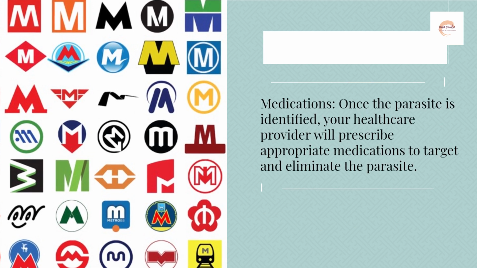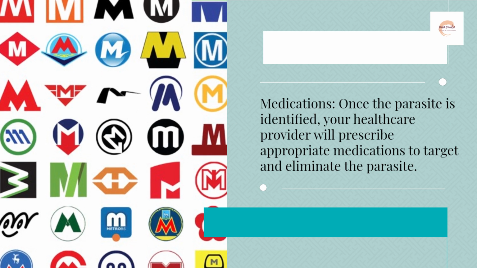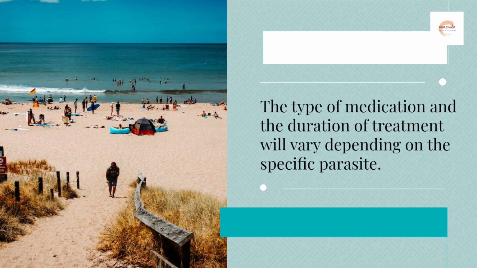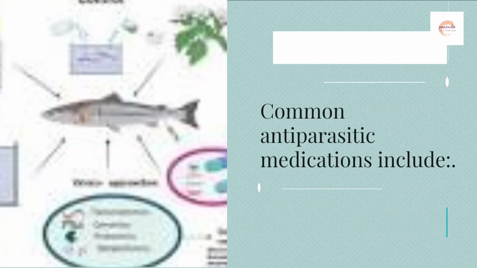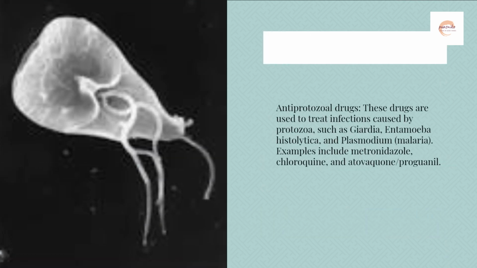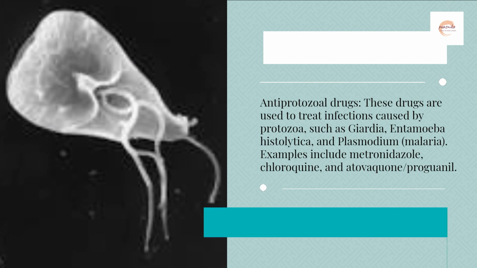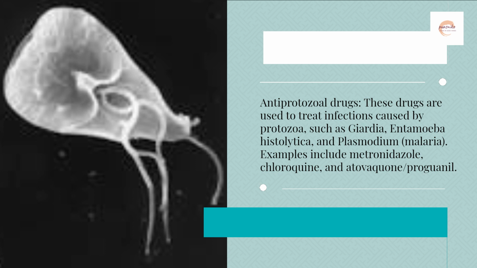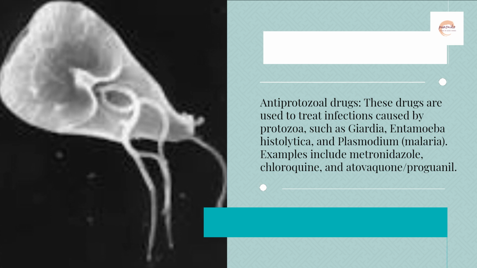Medications. Once the parasite is identified, your healthcare provider will prescribe appropriate medications to target and eliminate the parasite. The type of medication and the duration of treatment will vary depending on the specific parasite. Common antiparasitic medications include antiprotozoal drugs. These drugs are used to treat infections caused by protozoa, such as Giardia, Entamoeba histolytica, and Plasmodium (malaria). Examples include metronidazole, chloroquine, and atovaquone-proguanil.